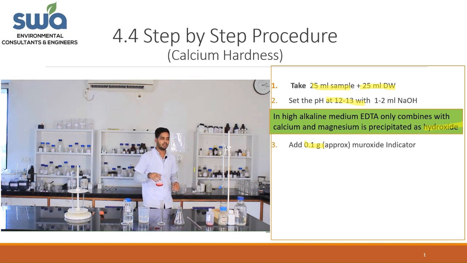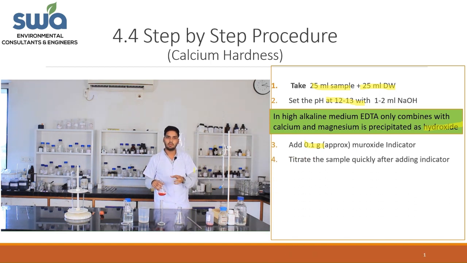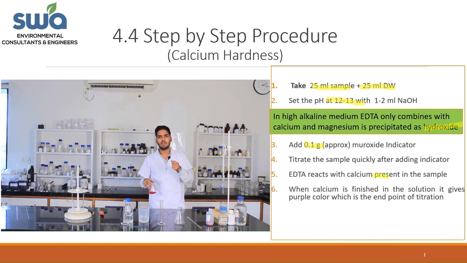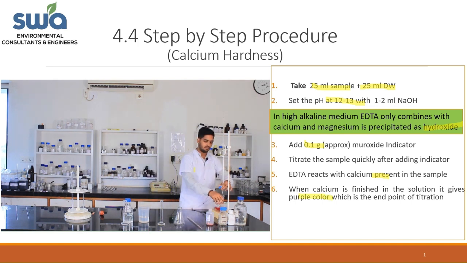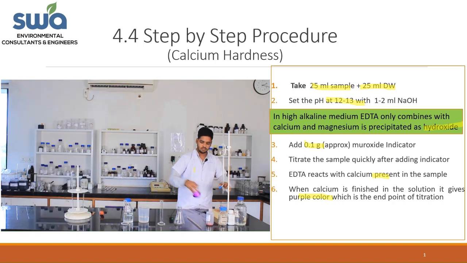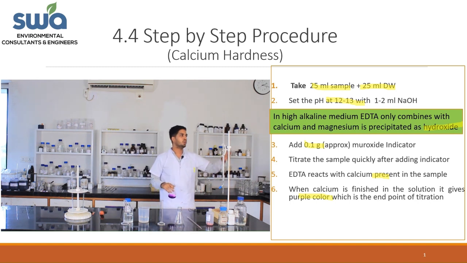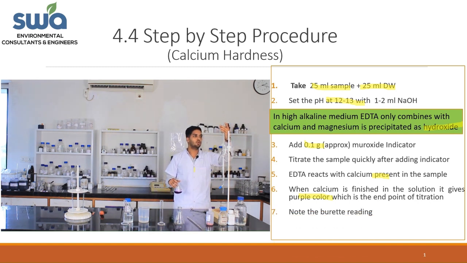Now we'll rapidly titrate it with EDTA. Every drop of EDTA will combine with calcium, and when the calcium ion in the sample is finished, the color will appear as purplish color. That is the end point. So let's titrate the sample. So here you can see the color is changed to purplish color, and the burette reading is 7.2 ml.